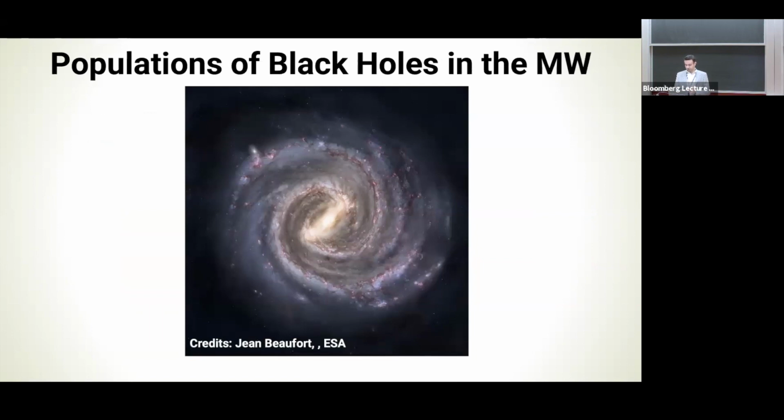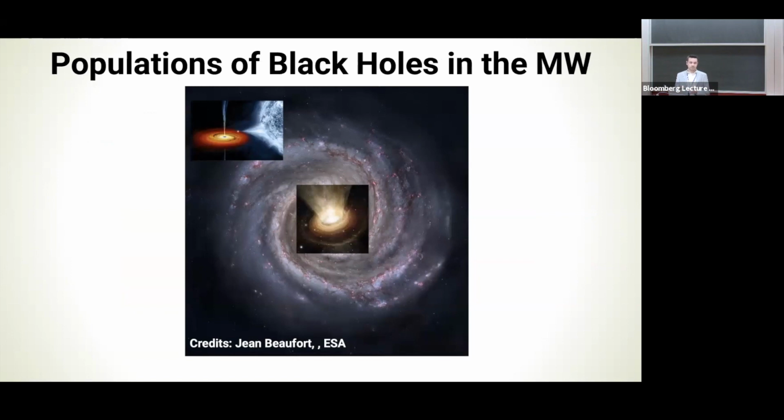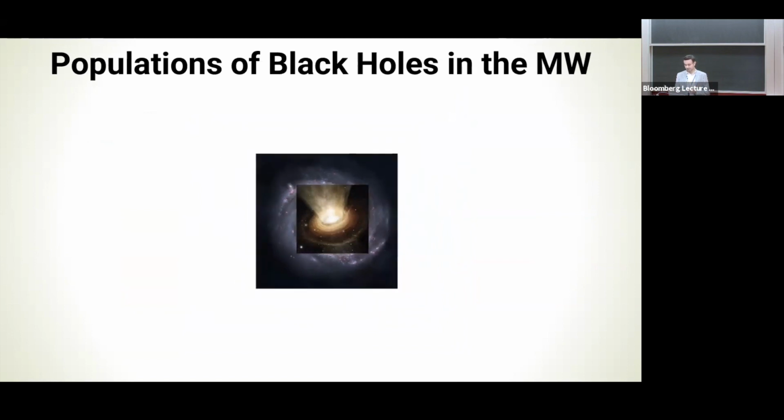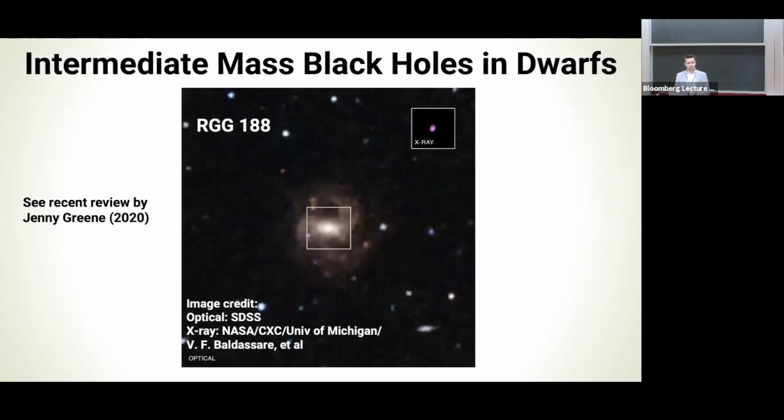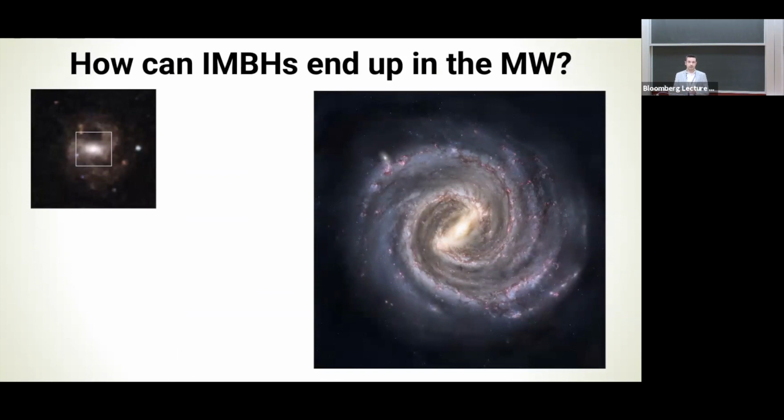So a little introduction. We know that in the Milky Way galaxy, there are many stellar mass black holes, maybe 10 to the 8 stellar mass black holes. There is one, at least, supermassive black hole at the center. Fortunately, it's not shining that much as in that illustration. And we also know that smaller galaxies have smaller black holes at the center. This is standard correlations. So intermediate mass black holes are found commonly now in dwarf galaxies. This is an archetypical intermediate mass black hole of 50,000 solar masses found by Vivienne Baldassare in 2015, in RGG 188. And so how can intermediate mass black holes end up in the Milky Way galaxies?